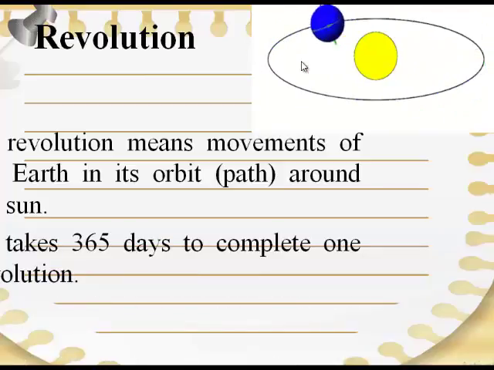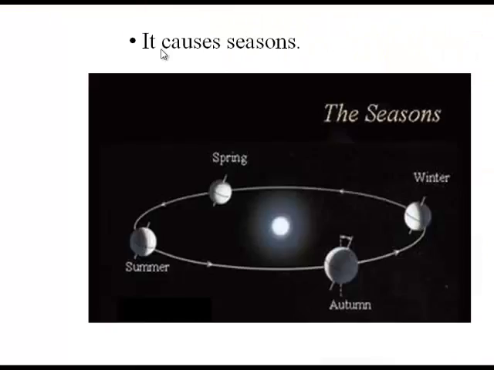It takes 365 days to complete one round. Revolution of the earth causes seasons. This is how the seasons were caused due to the revolution of the earth. This is sun here, and when the earth is in this position, it causes autumn, and when it reaches here, it causes winter. Earth is away from the sun, and when it spins and reaches here, it causes spring. And finally, when the earth is in this position, it's called summer, because it receives direct sun rays. That's about how revolution of the earth causes seasons.